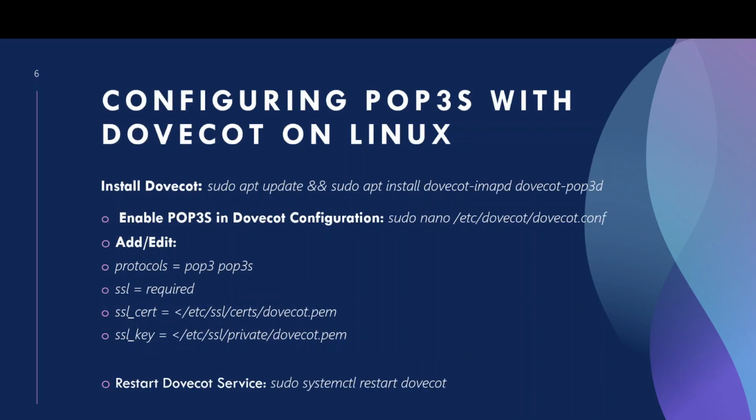Configuring POP3 with Dovecot on Linux. You simply want to install Dovecot, and I've included some basic command prompts that you can refer to. Enabling POP3 in the Dovecot configuration is also included, as well as the prompts that will be extremely helpful to know. And then you'll want to restart the Dovecot service after following these prompts.